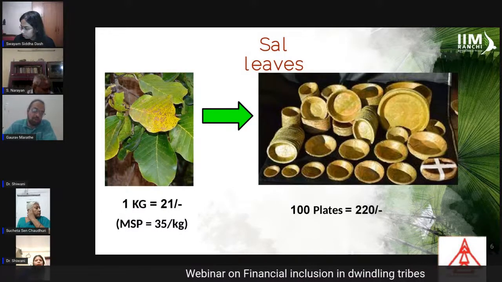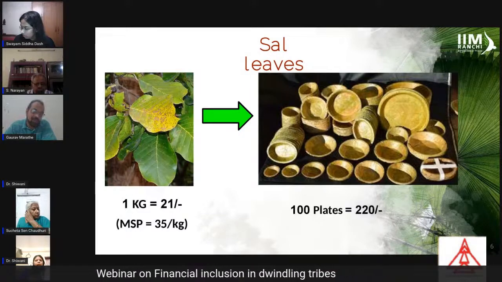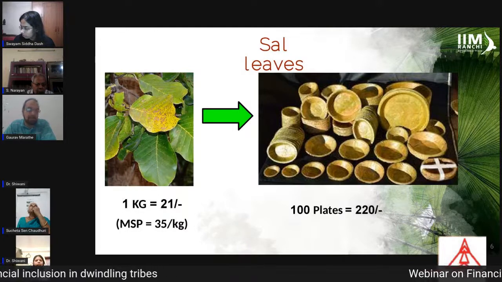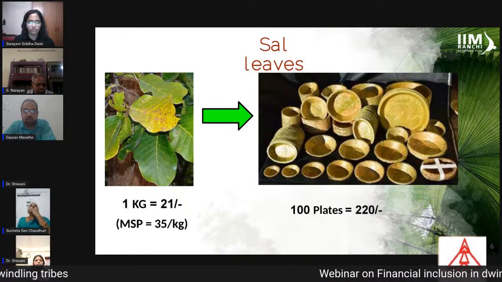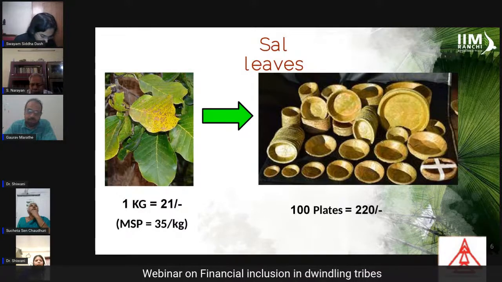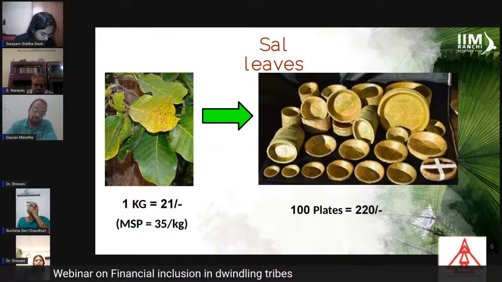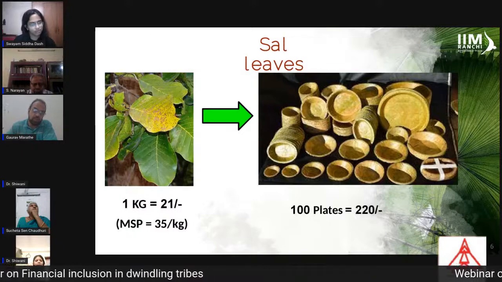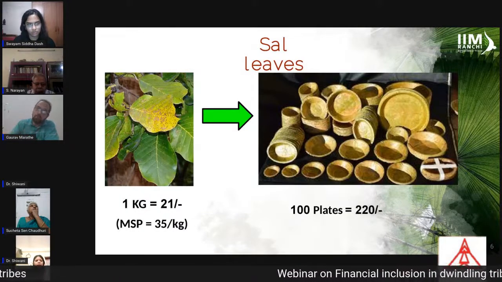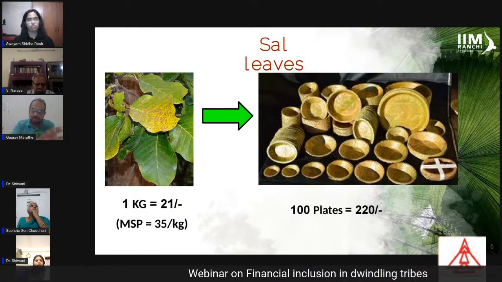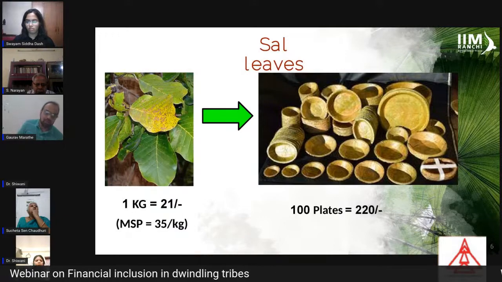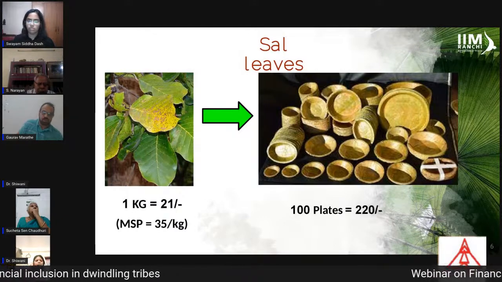I mean, these are all idealistic scenarios, that the same sal leaves which have been exploited from them can be collected at MSPs or converted into value added products and sold at higher values. And this would be done by a community-based enterprise of this tribal community. It is owned by them, managed by them, led by them, controlled by them. All the profit goes back to them, and it becomes financially sustainable. With government support in terms of providing capital, some technology, some training.